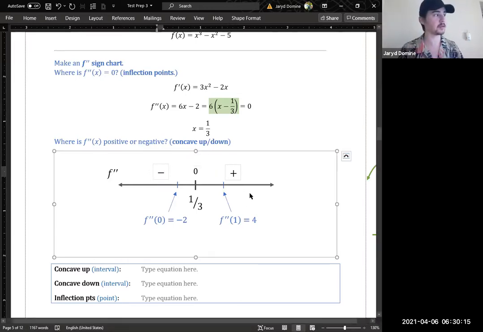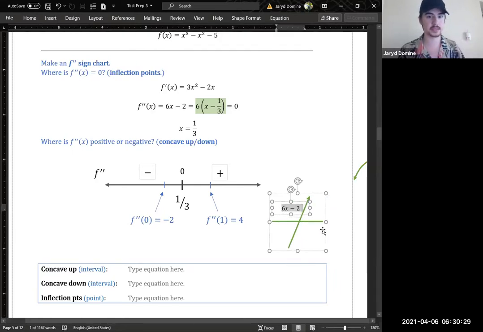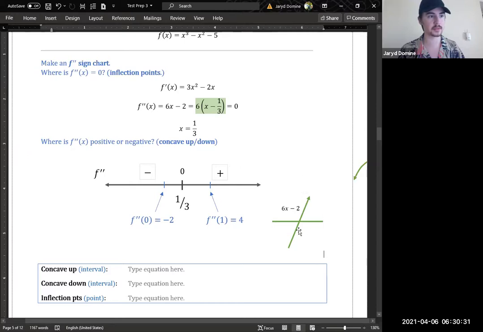Okay, so that's how you do it by plugging in. You just pick numbers from either side and then see what the sign of the second derivative is. Okay, so my method will look something like this. 6x minus 2 is a line with positive slope, so it's going to be negative on the left and positive on the right, and you're done.